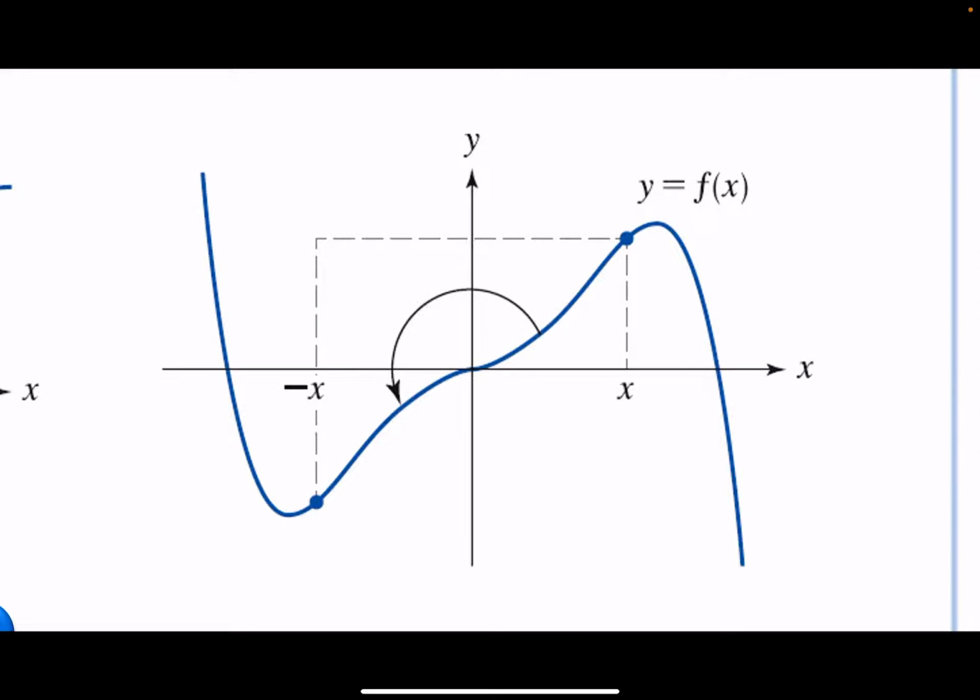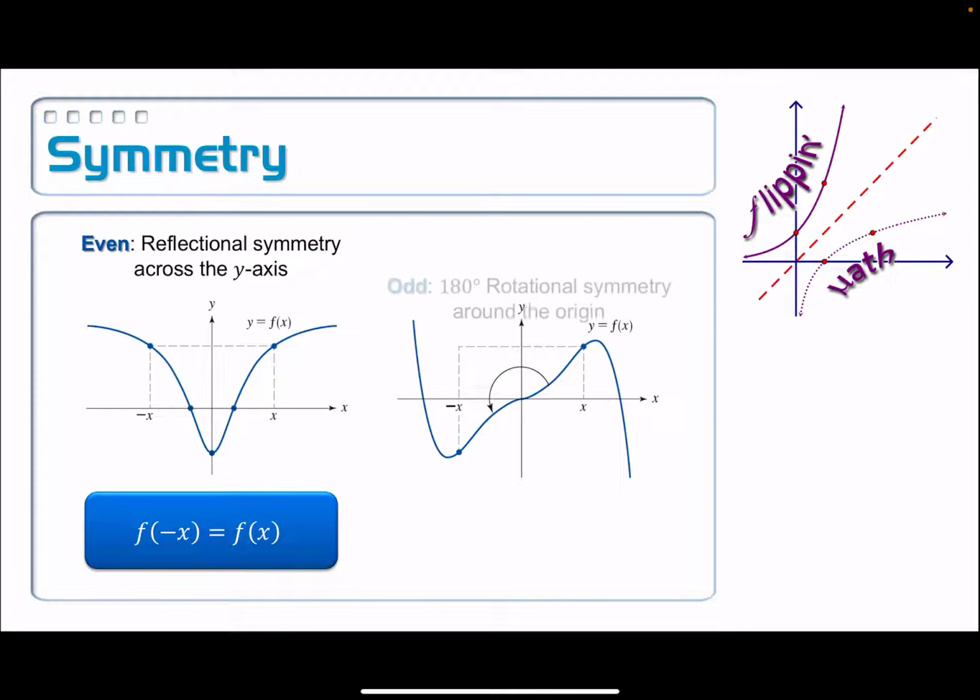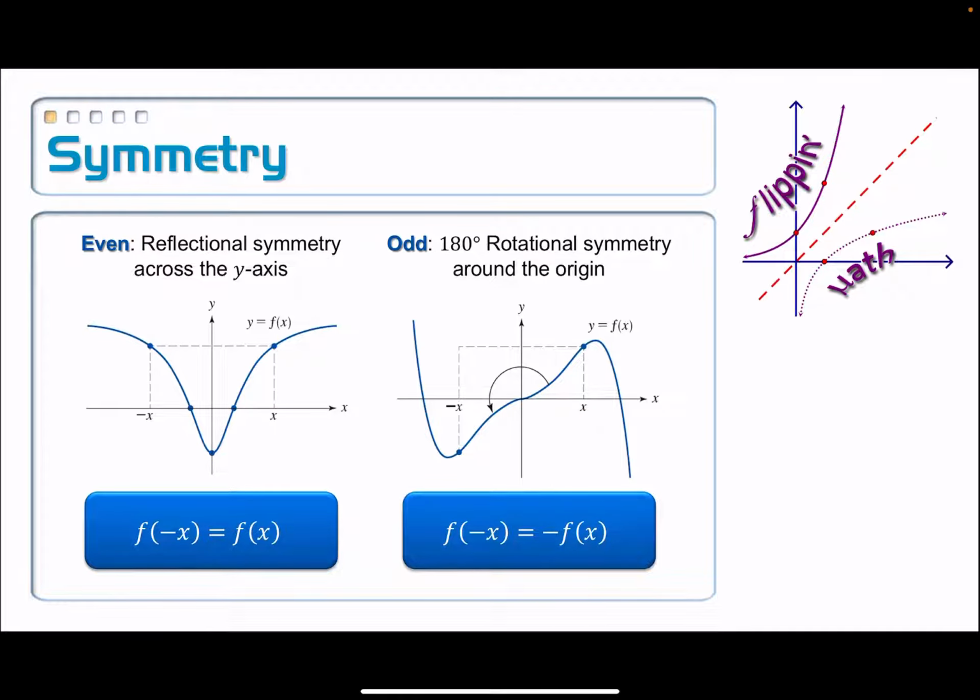The picture over here on the right, we've got odd symmetry. This is rotational symmetry, 180 degrees around the origin. There's an algebraic test for this one as well. If you stick in a negative x, you get the exact same thing except the opposite of what you'd get if you stuck in a positive. The algebraic test is f of negative x is equal to negative f of x.